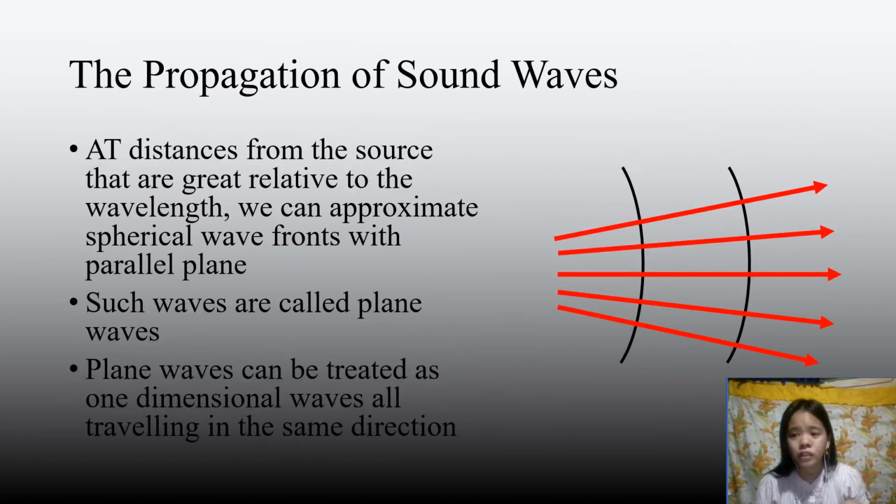Now, when the source is at a large distance with respect to the wavelength, we can approximate spherical wavefronts with parallel lines. So think of it as a spherical wavefront, nearly parallel. That's why we can say that these waves are called plane waves, and they are treated as one-dimensional waves all traveling in the same direction.